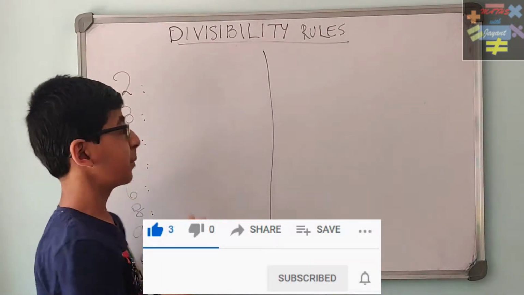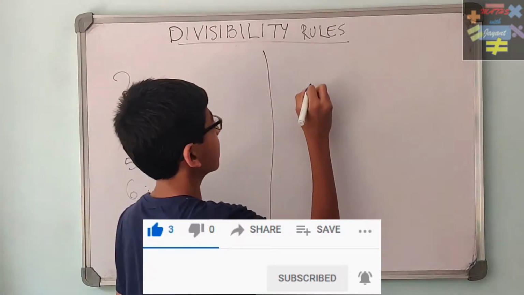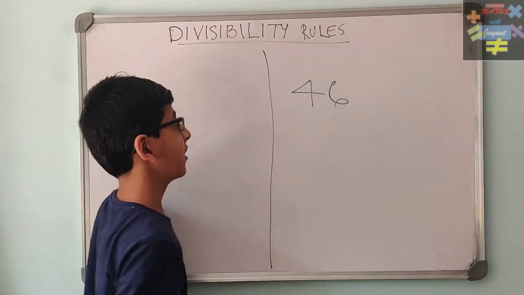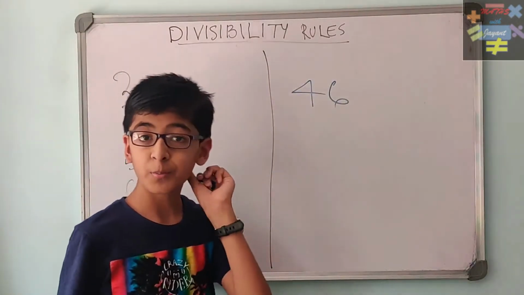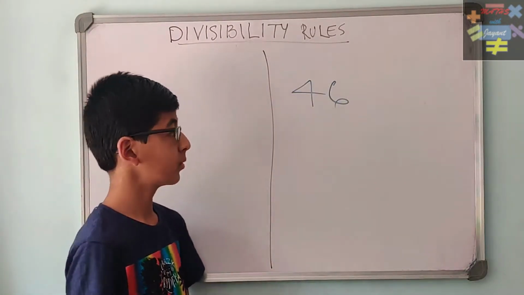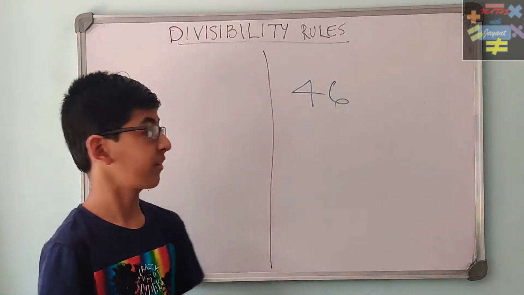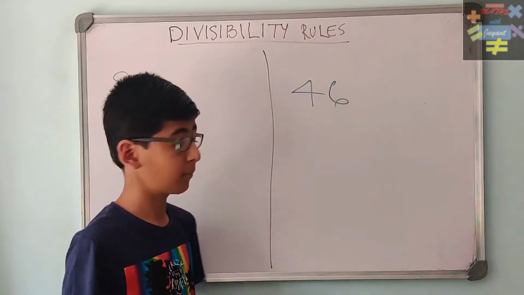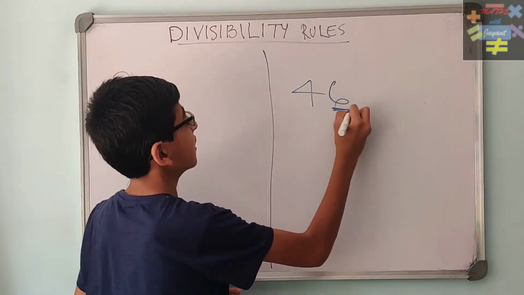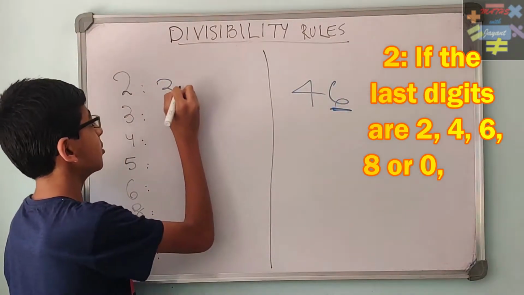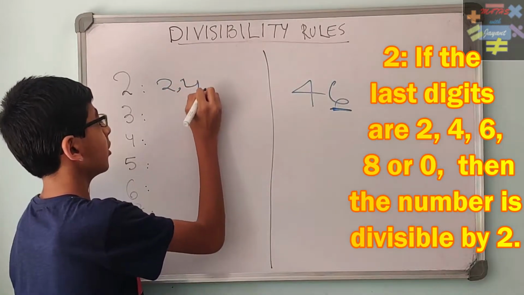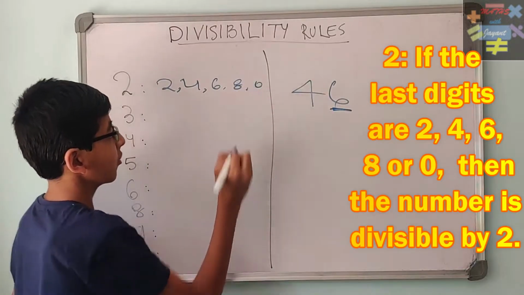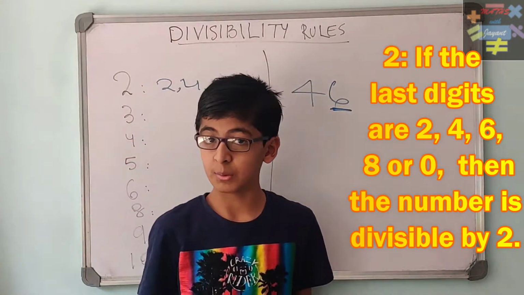So what is the divisibility rule for 2? Suppose there is a number, let's say 46. If we are asked if 46 is perfectly divisible by 2, how will we check this? We will not actually divide and check, because that will waste lots of time. We need to check if the last digit is 2, 4, 6, 8 or 0. Then that number is perfectly divisible by 2.